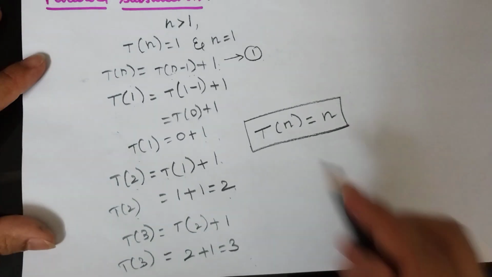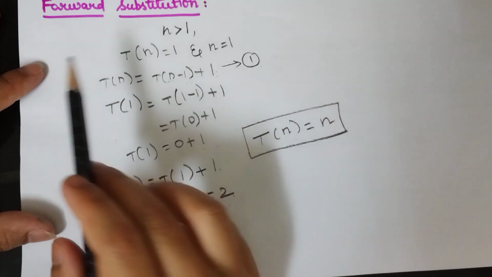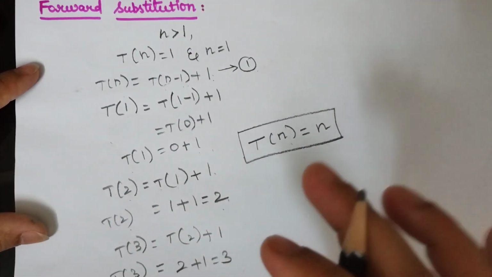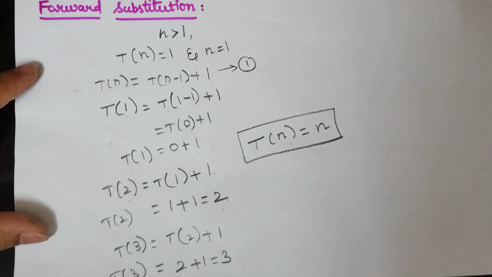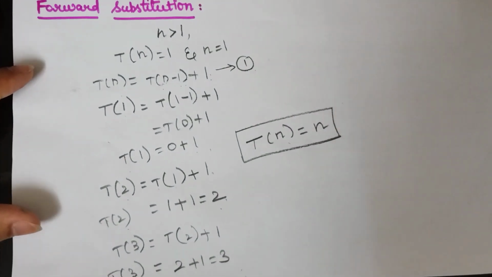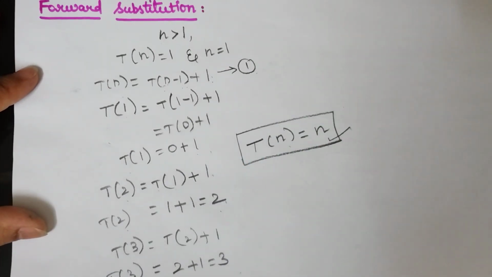So now you found the complexity of that factorial problem as T of n is equal to n by forward substitution. Now we are going to solve the same recurrence relation using backward substitution, and we'll check whether we get the same time complexity by applying backward substitution.